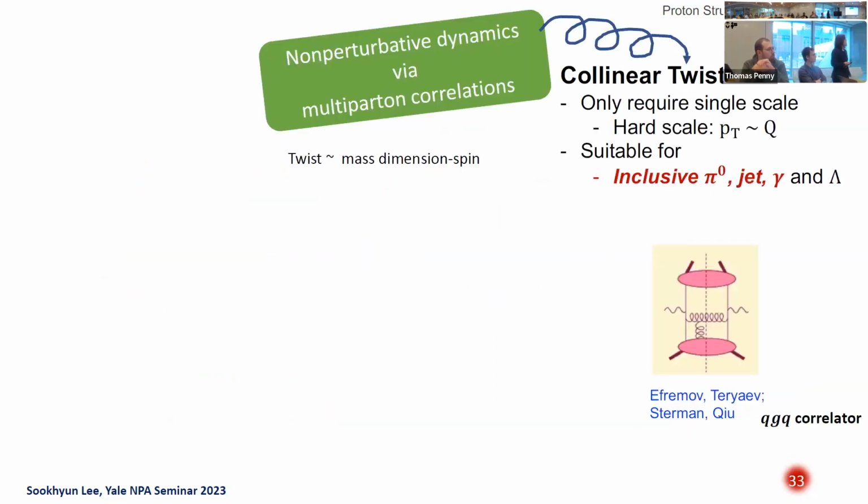There were two approaches to solve this problem. One is where they proposed that the asymmetry can come from non-perturbative dynamics, the quantum interference between one active parton and two active parton interactions. I showed one example, the QGQ correlator, when I showed the one parton interactions. In this solution, it's kind of an extension from the collinear. Normally you would have twist-3, and you would not need another scale other than the hard scale.